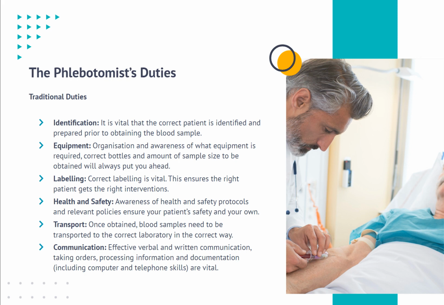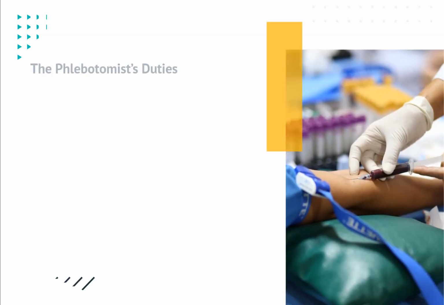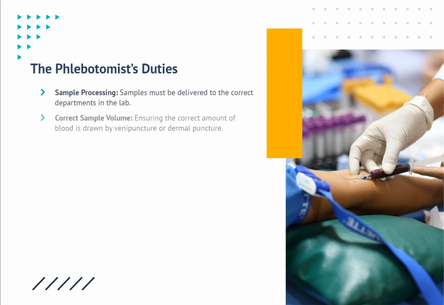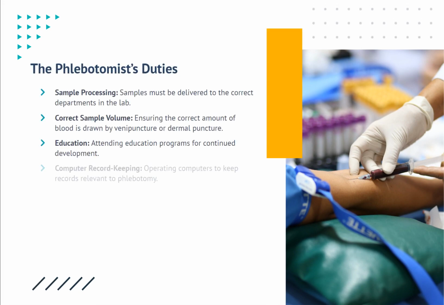Health and safety. Awareness of health and safety protocols and relevant policies ensure your patient's safety and your own. Transport. Once obtained, blood samples need to be transported to the correct laboratory in the correct way. Communication. Effective verbal and written communication, taking orders, processing information and documentation, including computer and telephone skills, are vital. Sample processing. Samples must be delivered to the correct departments in the lab.